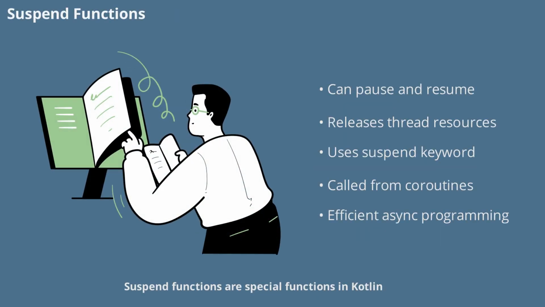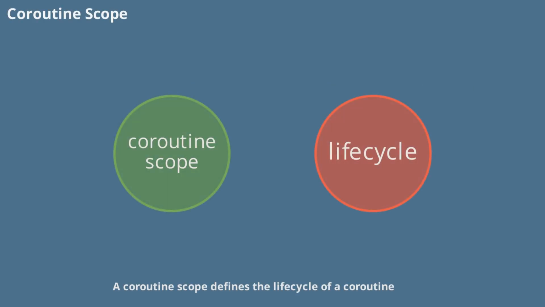Suspend functions are special functions in Kotlin that can be paused and resumed later. When a suspend function executes, it releases the thread, allowing other coroutines to use it. The syntax is similar to regular functions, but includes the suspend keyword. Suspend functions can only be called from a coroutine or another suspend function. This feature enables efficient asynchronous programming, as tasks like network calls or database operations can be suspended without blocking the thread, improving app responsiveness.